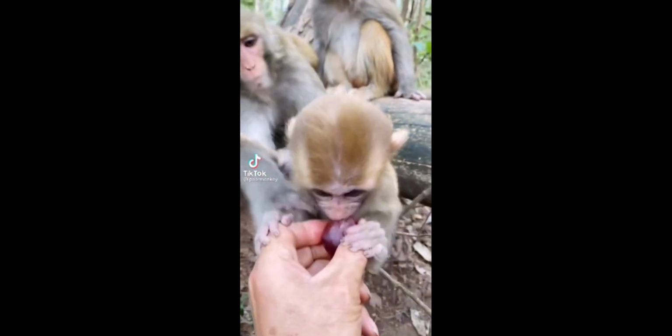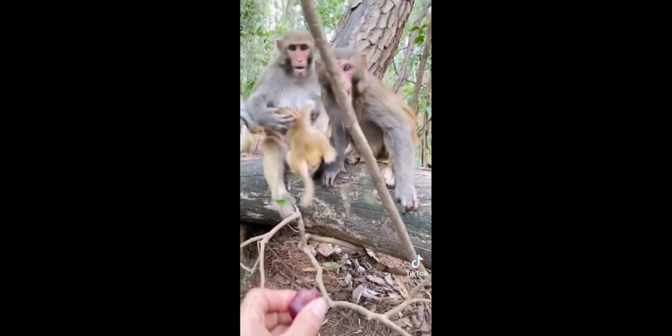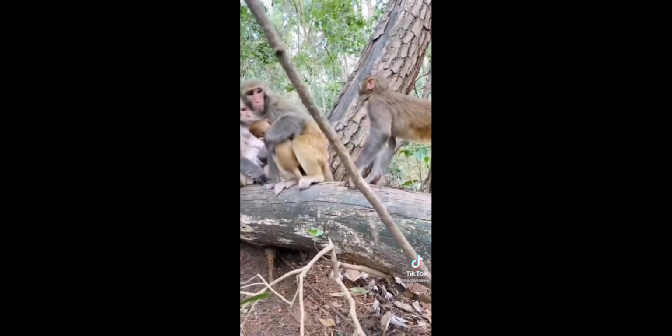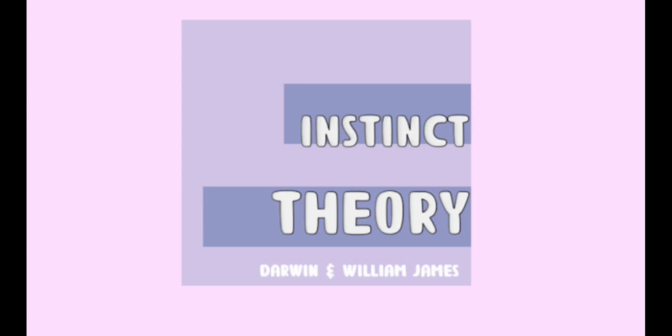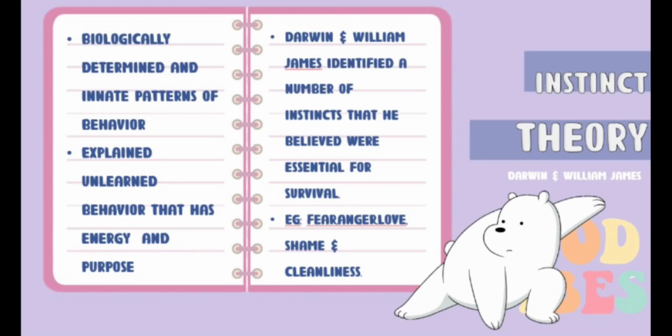Take a good look at this baby monkey that is trying to eat a grape but is stopped by its mother, whose instincts were just to protect the baby from eating random fruits given by a stranger. And these instincts relate to the instinct theory founded by Darwin and William James. Darwin and William James have identified a number of instincts that they believe were essential for survival, which are fear, anger, love, shame, and cleanliness.